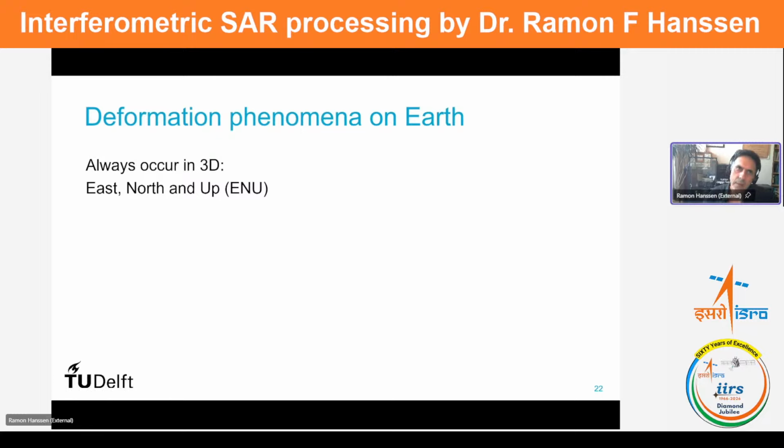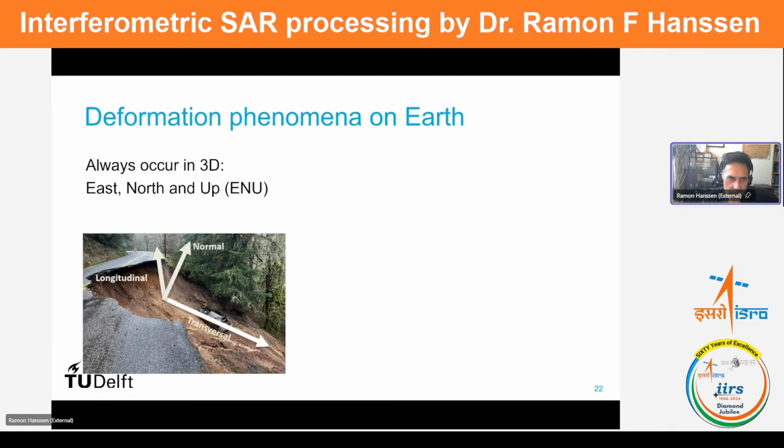So in reality, of course, if we're on the planet and we have displacement or motion of an object, it always occurs in 3 dimensions. So we have an east, north, and up component. And it's east, north, up, not northeast, up in this order, because we're talking about a right-handed Cartesian reference system. So X, Y, Z is also in a particular order. So it is east, north, up, which is not the same as northeast, up. That would be a different frame.